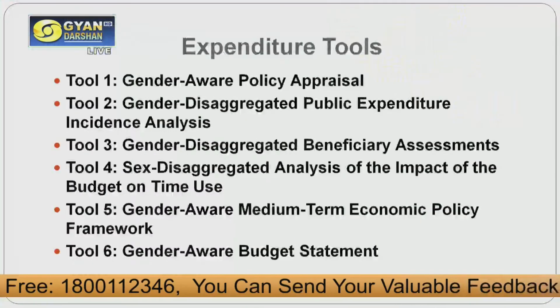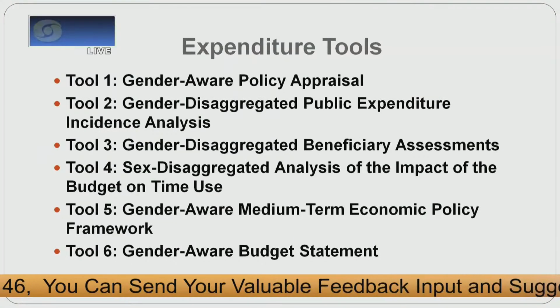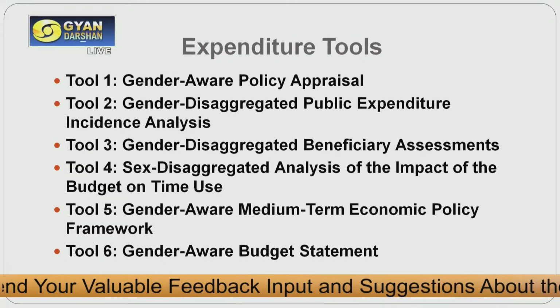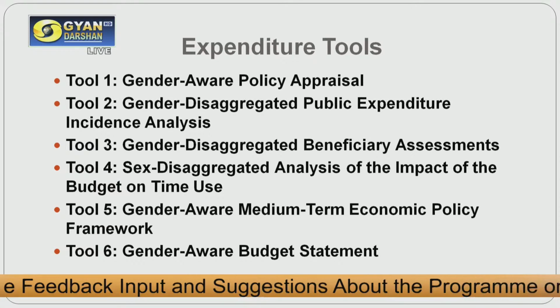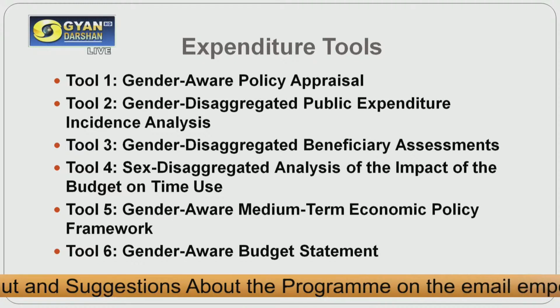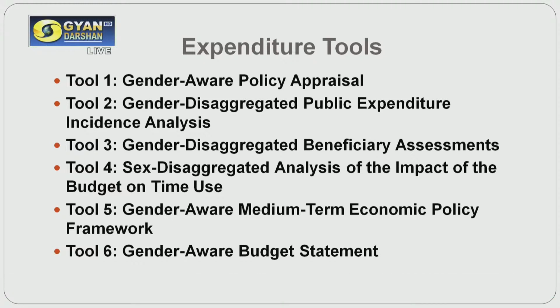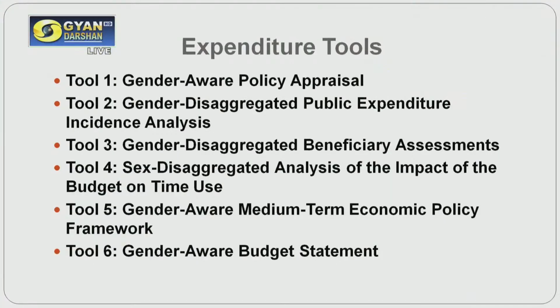In this gender disaggregated beneficiary assessment, the government can use various methods like opinion polls, attitude surveys, group discussions and interviews to collect data related to a particular program, and based on that they can assess and come to certain conclusions. The fourth significant tool is gender disaggregated analysis of the impact of the budget on time use survey.